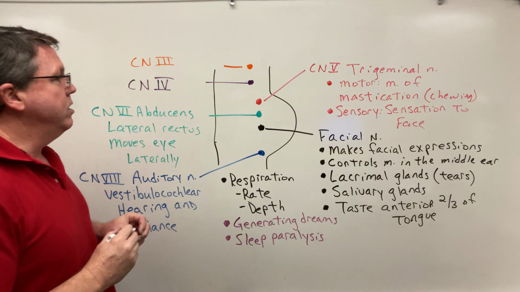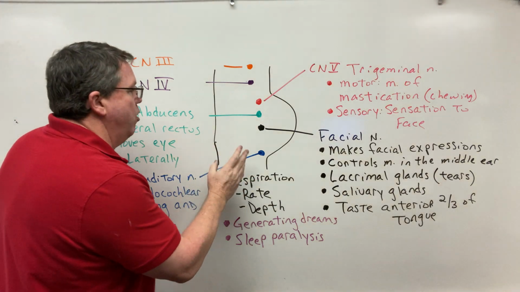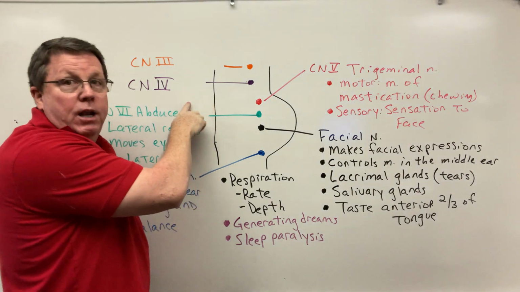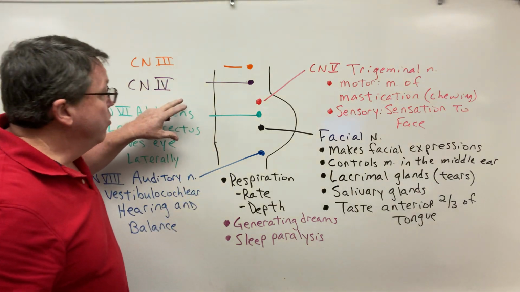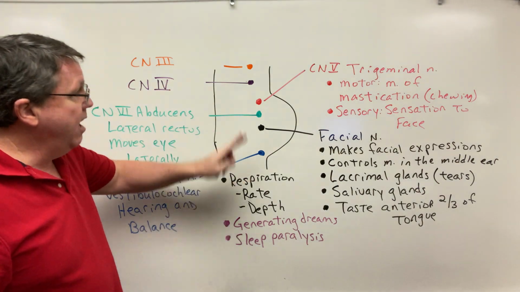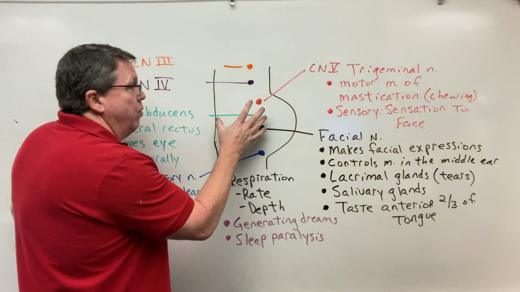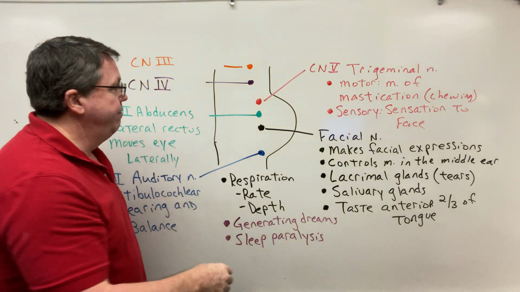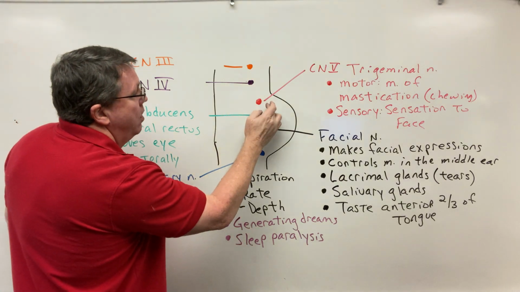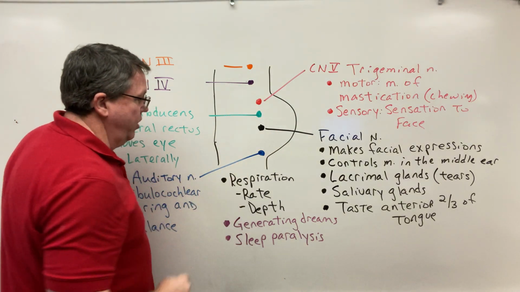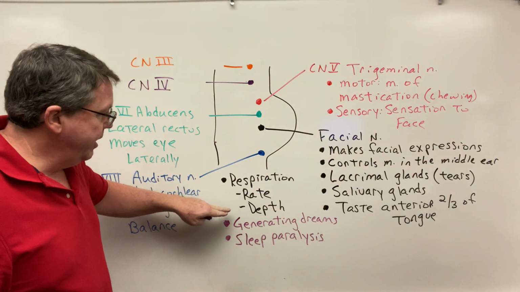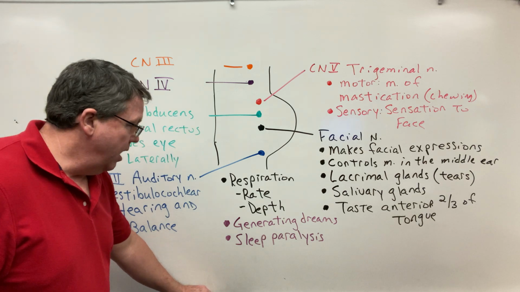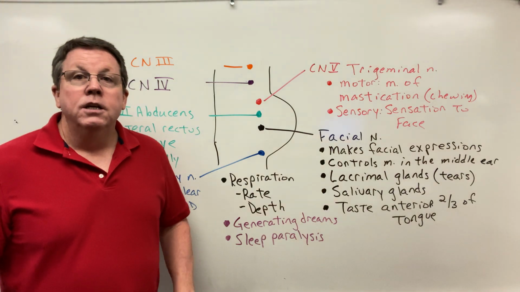Okay, so once again, the pons is going to be responsible for nerves going up, nerves going down, nerves that go back to the cerebellum, which I don't have drawn here, nerves that come from the cerebellum and go down and go up, right? So that's why you get this bulge here. Pons actually means bridge, right? It contains the nuclei of these nerves here. It's going to be responsible for my respiration rate and my depth of respiration, generating dreams, and it plays a role in sleep paralysis. So that's it for the pons.